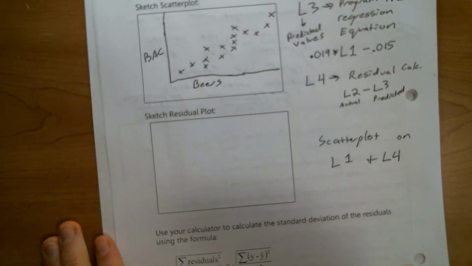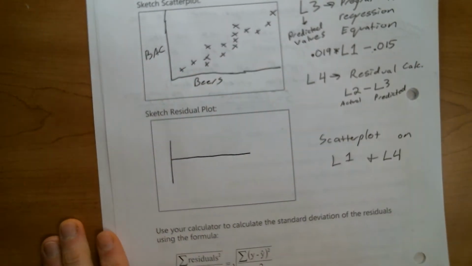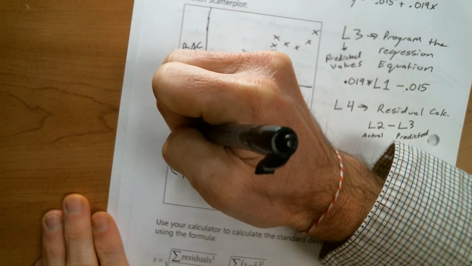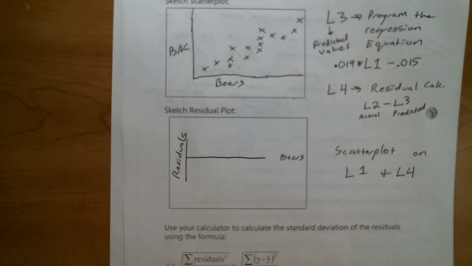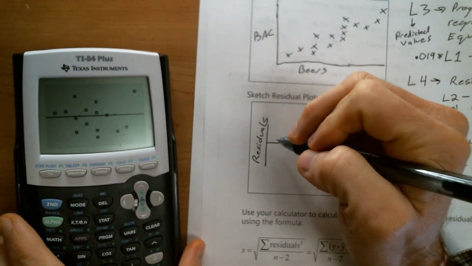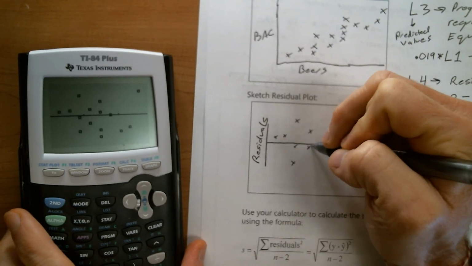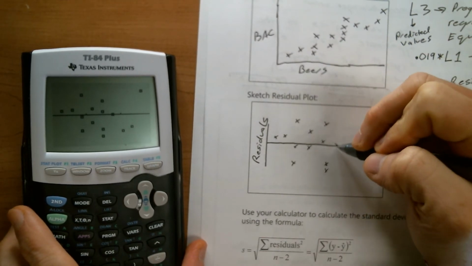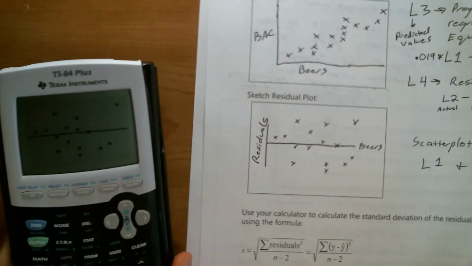Now, you might be saying to yourself, that just looks like a random scattering of points. Exactly, that's what we're hoping for when we do one of these. So again, the y is going to be the residuals. And then for us here, the x would be the beers consumed. And then if we're just kind of sketching this, we've got a point here, a point here, one there, one there, one there, one there, one there. So something like that. Again, obviously that's not perfect, but it's close enough for our purposes.